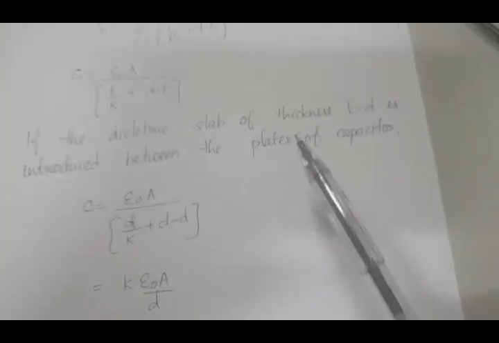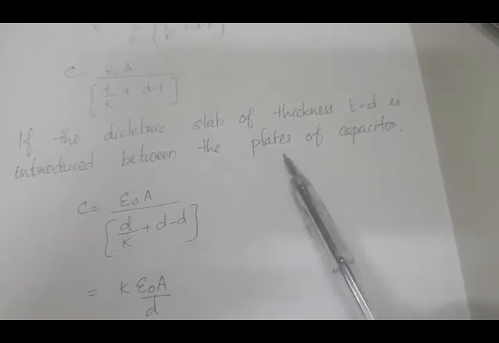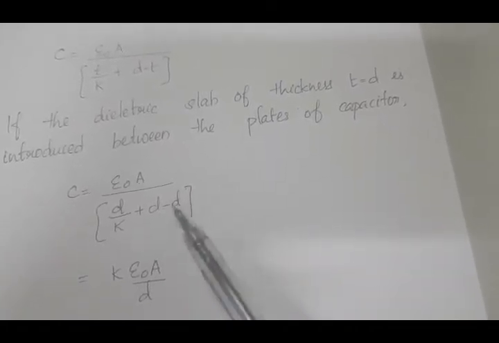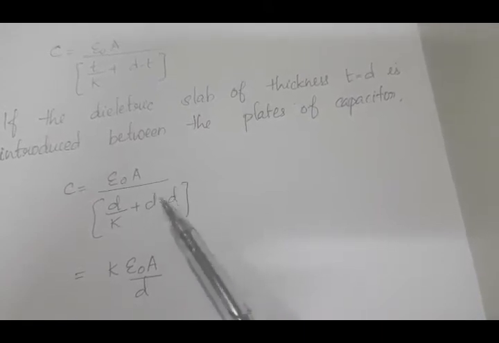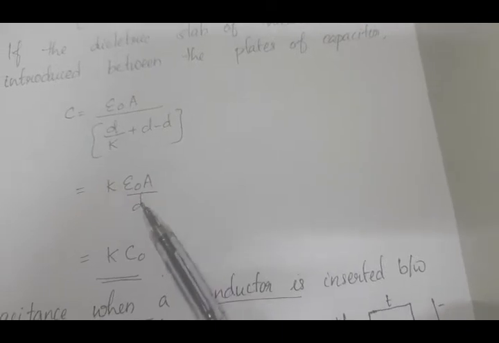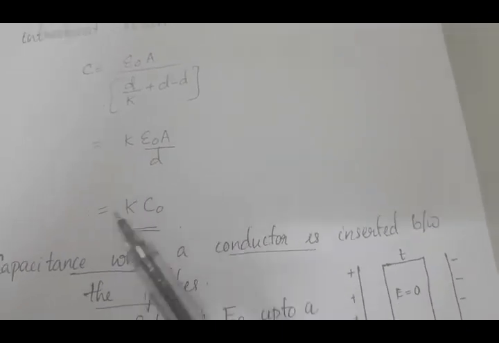So if a dielectric slab of thickness T, equal to D, is introduced between the plates of a capacitor, when T and D are equal, you can see the D minus T term will become 0. So you will get K into epsilon 0 A by D, that is K into C0. This we have already derived in the previous part.